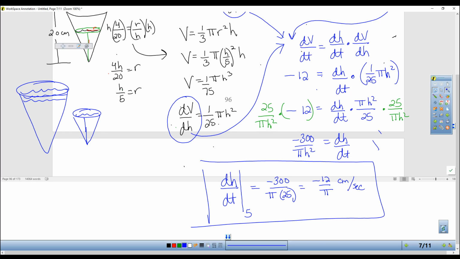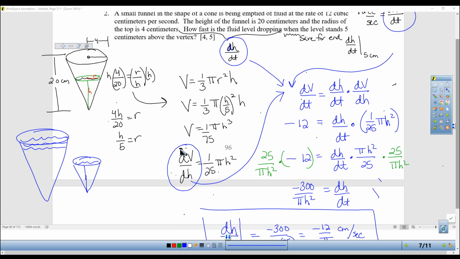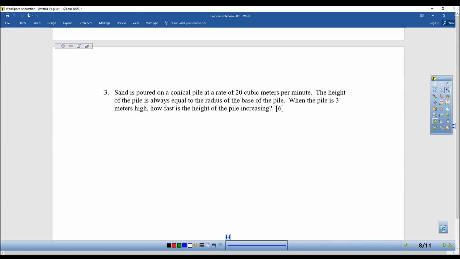So you're identifying all your variables. You're using a constraint on some problems. We didn't need one on the last one, but you have a main equation that you're dealing with. Once you get your main equation, you can form your chain rule and fill in all the pieces, and you should be done. Okay. Let's do number 3.